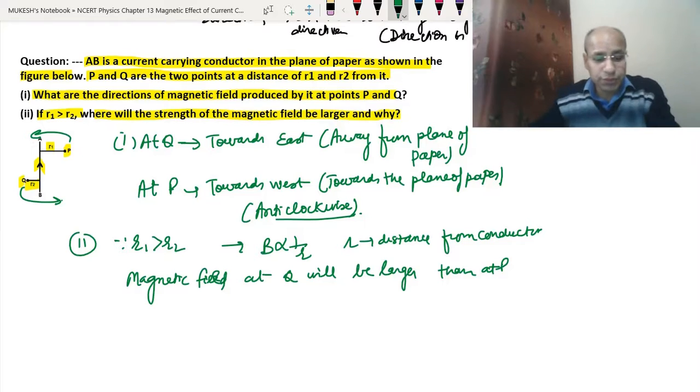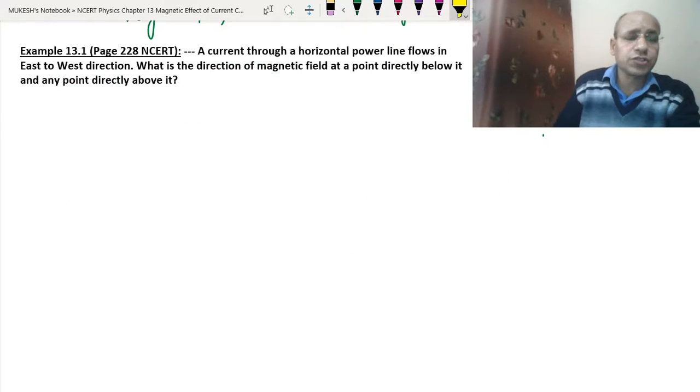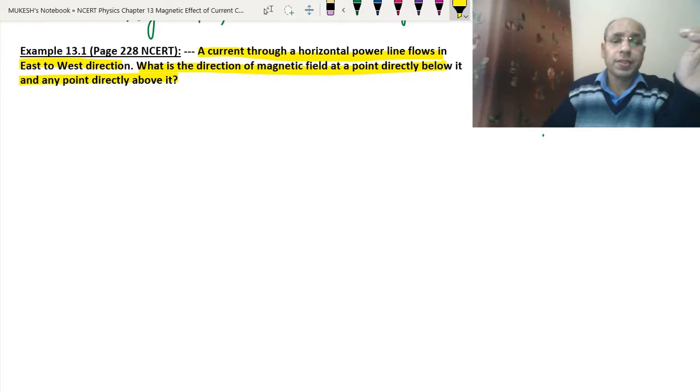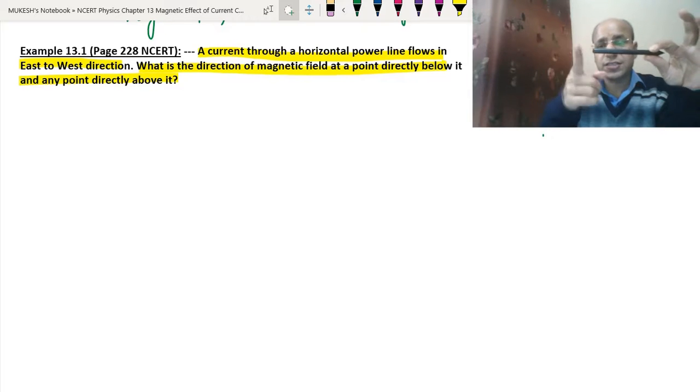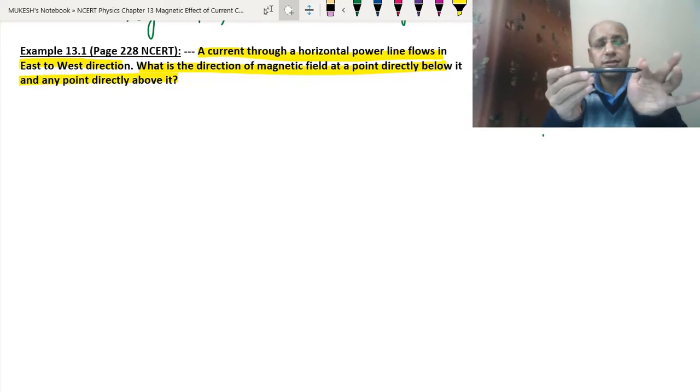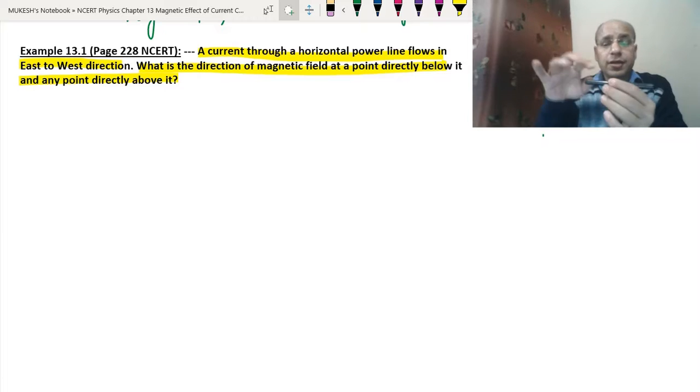Now let's do the next question. See, this question is from NCERT. It is example 13.1. What does it say? That a current through a horizontal power line flows in the east to west direction. So what is the direction of the magnetic field at a point directly below it and at a point directly above it? See, the current through the horizontal, let's say this is the horizontal power line. It is like this, east to west direction. This is the east and this is the west. So that means current is flowing from here to here.